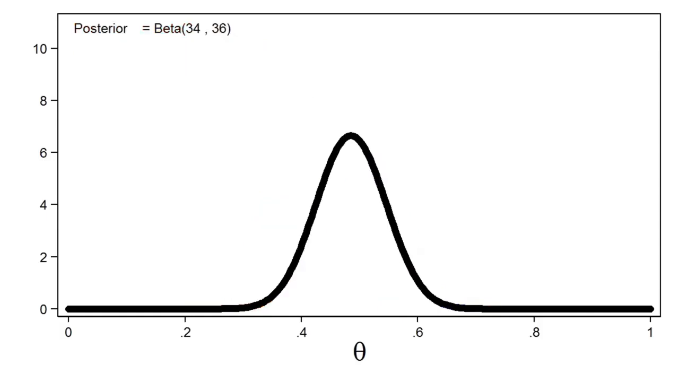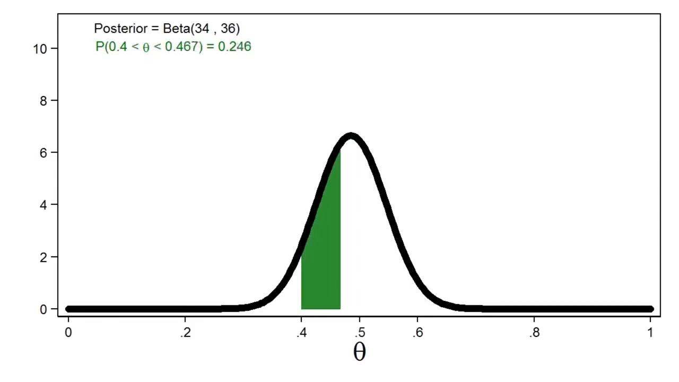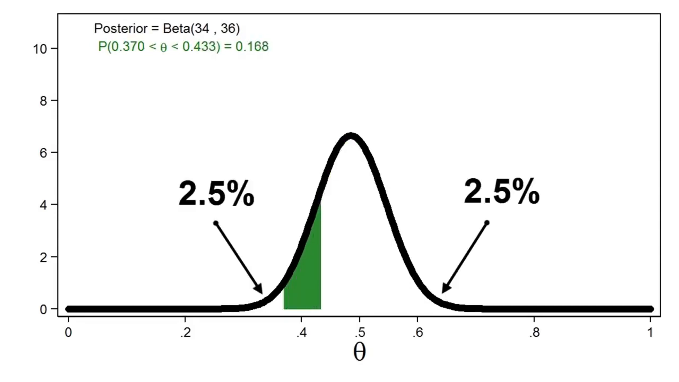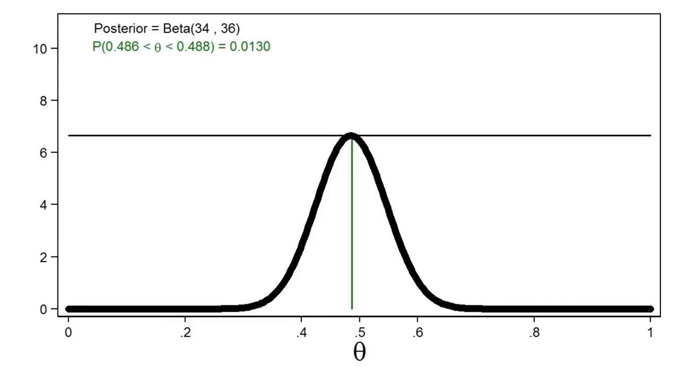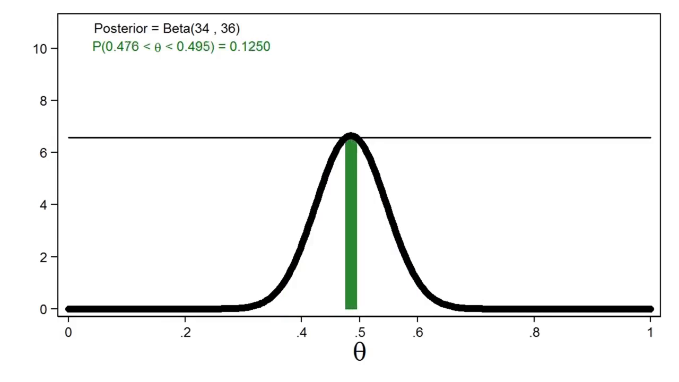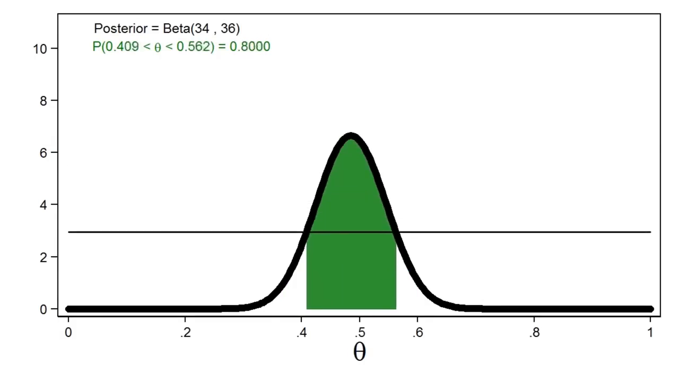We can use the posterior distribution to calculate various quantities. For example, we can calculate the mean of the posterior distribution, or the median or the mode if we wanted, and we can calculate the probability that theta lies within an interval such as 0.4 to 0.5. And similarly, we can calculate a 95% equal tail credible interval. We can also calculate a highest posterior density credible interval, also known as an HPD credible interval.